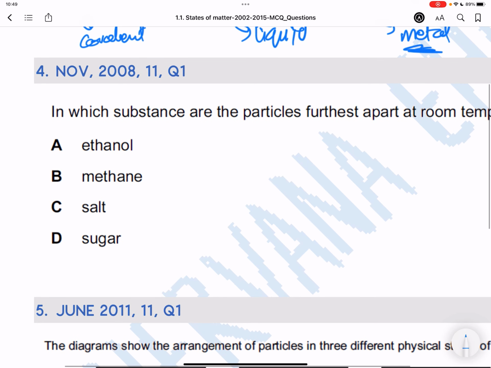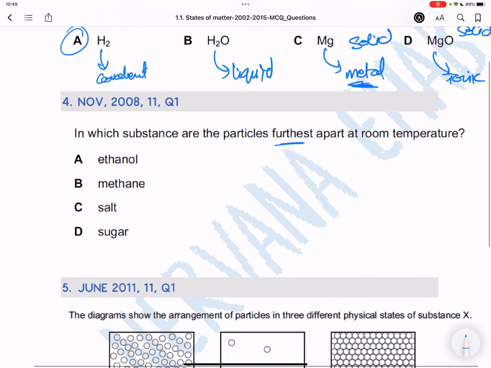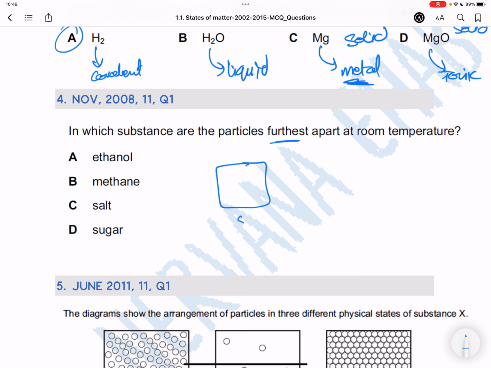In which substance are the particles furthest apart at room temperature? So in this question, they're asking in which one the particles are furthest apart. Now we know that in a solid they are tightly packed, so they're not furthest apart. In a liquid they are also very close to each other, but in a gas they are furthest apart. So we're talking about gas.